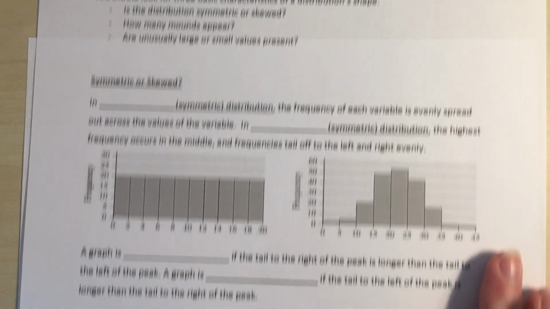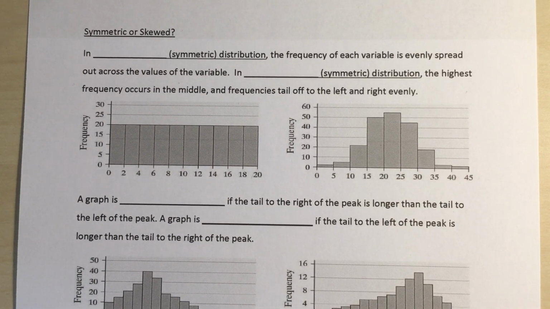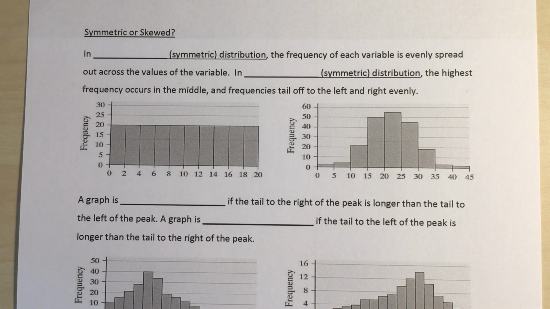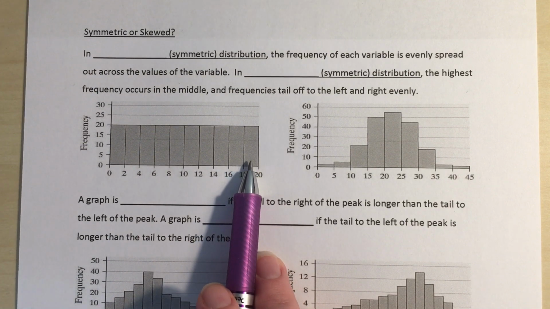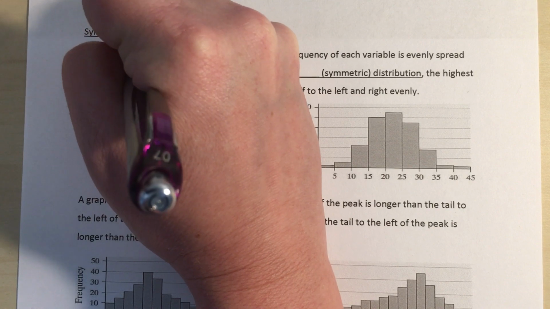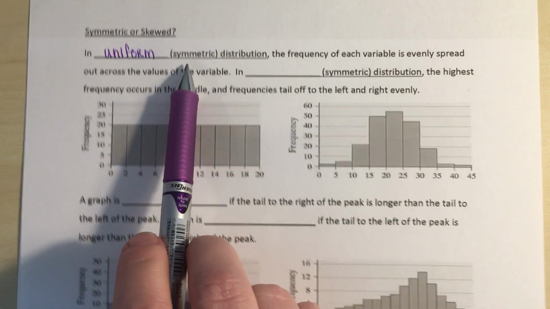All right, so to answer this first question, we are going to look at these different pictures at the bottom and talk about what we mean by symmetric or skewed. So we have four different pictures and we're going to have four different types of distribution. This first one here, notice that everything is exactly the same, right? This is an example of a uniform distribution. A uniform distribution is symmetric.